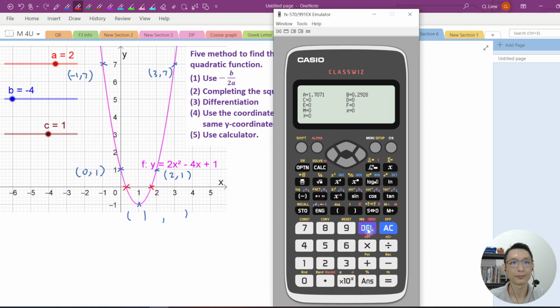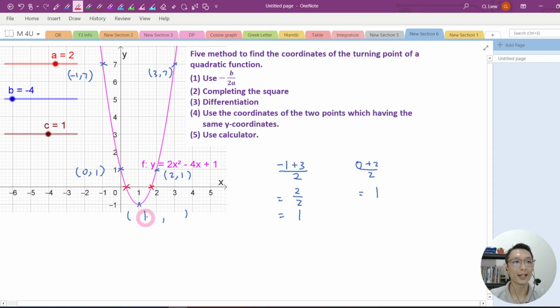Now let me show you. Press 1. I'm going to call the A out, alpha A plus alpha B, and then divided by 2. This is 1. Okay? 1. So how do we get the y coordinate? Same thing as what we did just now. You just need to use the x coordinate here, substitute into this equation and calculate. You will be able to get -1.